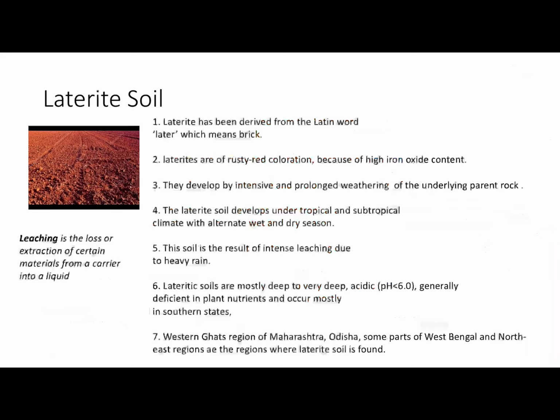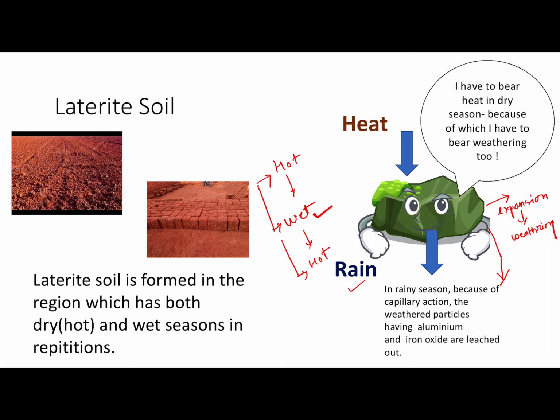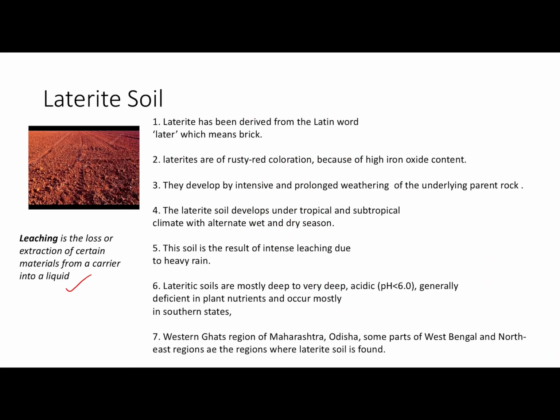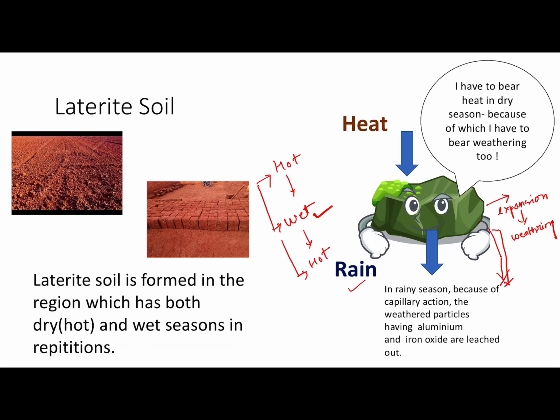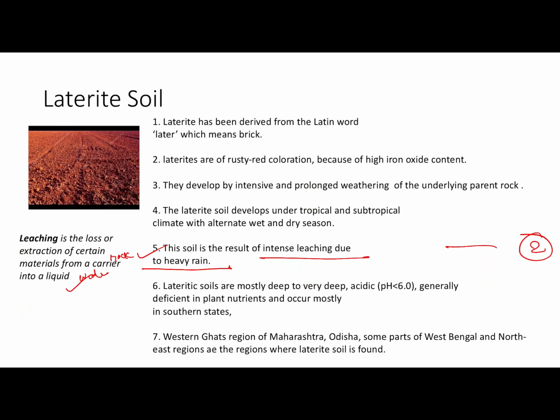Simple as that. The extraction of aluminium and iron oxide from the rock and leaching into the soil by capillary action is called leaching. What is leaching? It is the loss or extraction of certain materials from the rock into the liquid, that means water. So laterite soil is the result of intense leaching due to heavy rain. This is your point number 2. What was your first point? Laterite soil is formed in the region which has both dry and wet seasons alternatively. So 2 points are cleared.